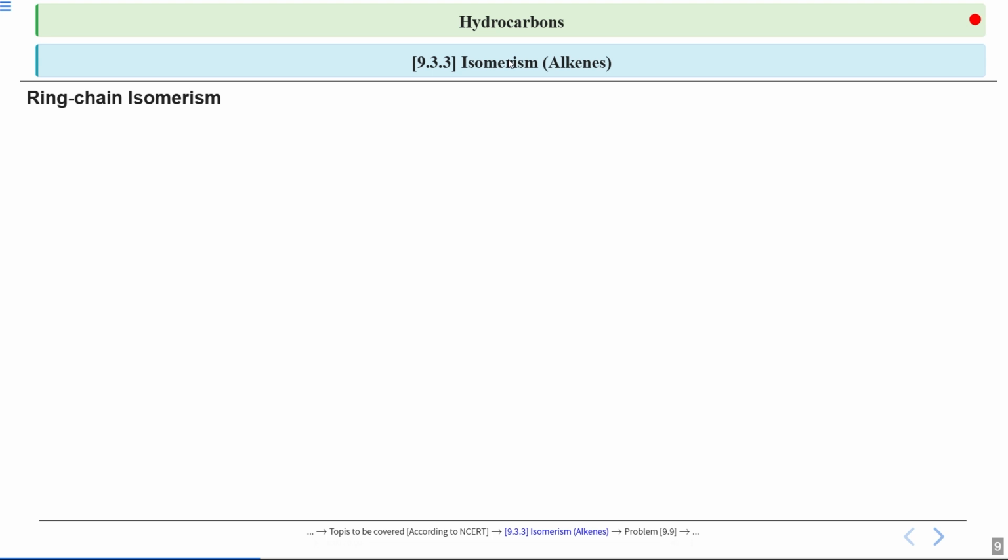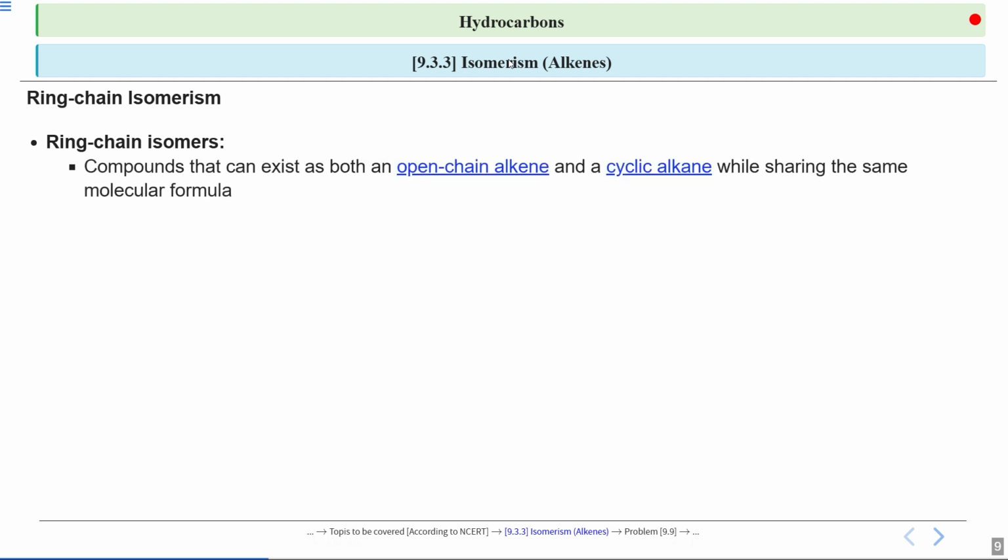Now moving on to ring chain isomerism. This is the isomerism exhibited by compounds which can exist in a ring structure as well as an open structure. Let us look at the definition of ring chain isomers. These are compounds that can exist in both an open chain and a cyclic form while having the same molecular formula. This is an interesting aspect of organic chemistry that shows the versatility of carbon compounds.